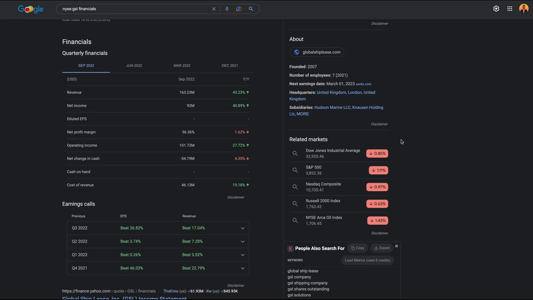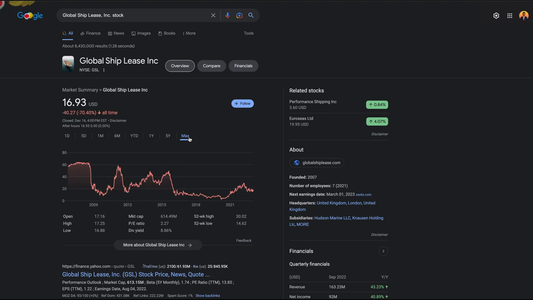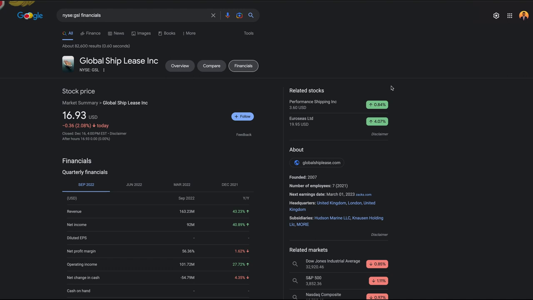The market cap for it is 614.49 million. When you look at the 1 year chart, it is down 19%. When you look at the 5 year chart, it's up 79%. The max chart, it's down 70%. Let's look at their financials.